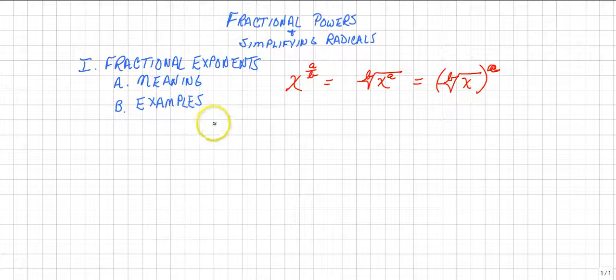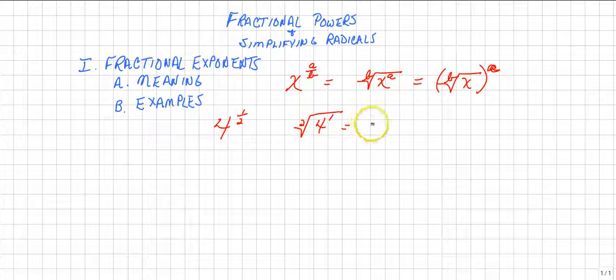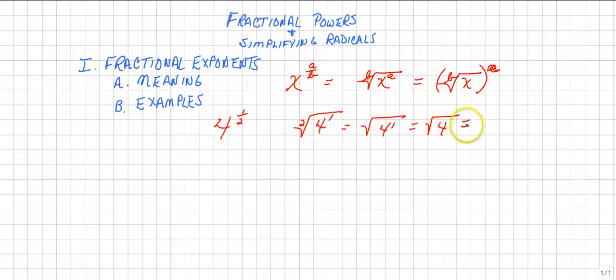So let's go to a very simple example first. Let's say we have 4 to the 1/2 power. Well, the 1/2 power means that the 1 is the exponent on the 4 and 2 is the root. So we have the 2 root of 4 to the 1. Now the 2 root means the square root, so we don't really need that 2 there. It's understood anyway. So this is the square root of 4 to the first, and the square root of 4 to the first is the square root of 4, which is 2. You don't need all those little steps once you understand the concept.